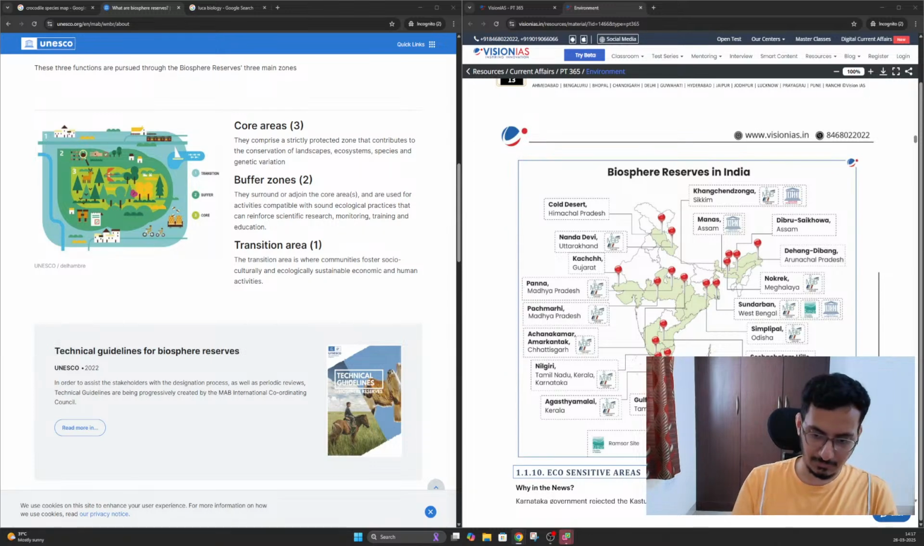Then there is Simlipal, which is in Odisha. Then the hot desert, cold desert ones. Then if you go from there, there is Kanchenjunga. Then there is Nokrek, Manas, Dibru-Saikhowa, and Sundarban. Obviously, I forgot Sundarban.